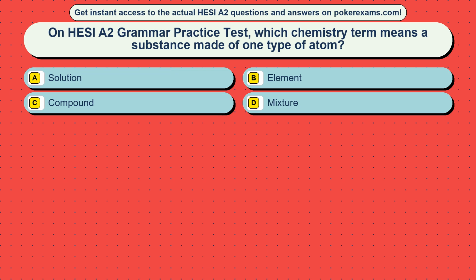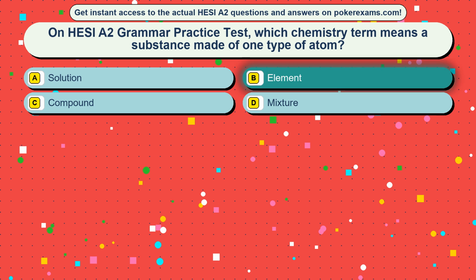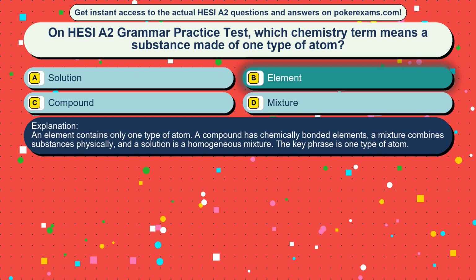Question 24. On HESI A2 Grammar Practice Test, which chemistry term means a substance made of one type of atom? Option A, solution. Option B, element. Option C, compound. Option D, mixture. The correct answer is option B, element. An element contains only one type of atom. A compound has chemically bonded elements, a mixture combines substances physically, and a solution is a homogeneous mixture. The key phrase is one type of atom.